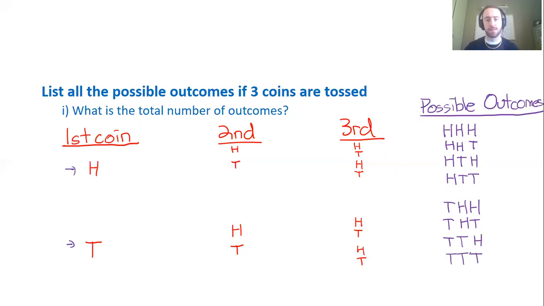So it's not so bad since we only have 3 coins, but if we had more coins, we would want to do a tree diagram to help organize all our thoughts and make sure we don't miss any of our possible outcomes. So the question is asking, what is the total number of outcomes? Well, that's simply all of our possible outcomes. In this case, it is 8. We just simply count our total possible outcomes.